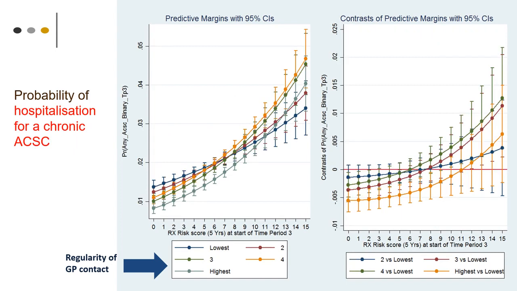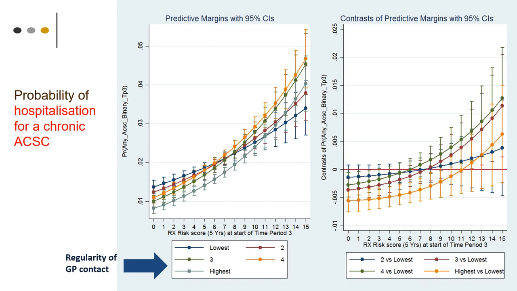This slide shows the same graphs as previously for the more limited definition of the potentially preventable hospitalisation from a chronic ambulatory care sensitive condition. Here we can see that the effect modification is much larger than observed previously, with crossing over of the lines at about RX score risk 5. While the 95% confidence intervals are large with the higher RX risk scores due to the smaller sample size, there is a clear rearrangement of the relationship with regularity.